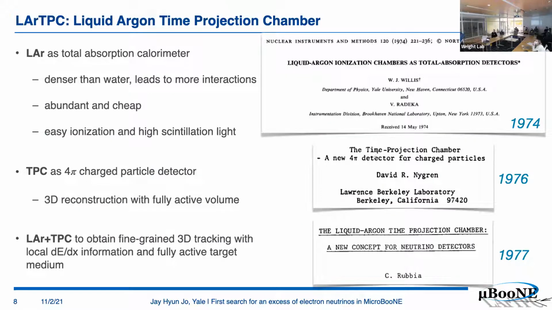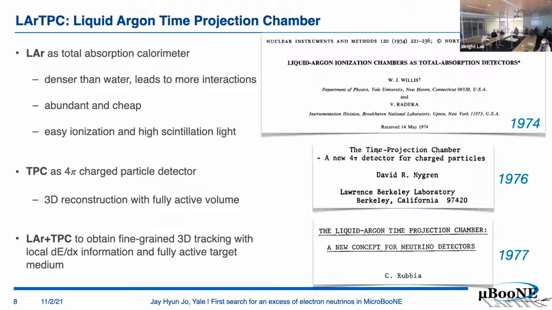So the answer was to come up with a new advanced detector, which is the liquid argon time projection chamber, LArTPC in short. It has a long and rich history. The basic idea originally started in the 70s. There is a series of papers, one suggesting the use of liquid argon as a calorimeter with a lot of advantages, and second, using the time projection chamber as a 4 pi particle detector, also suggested in 1976. Finally, you combine these two ideas and come up with filling the TPCs with liquid argon.